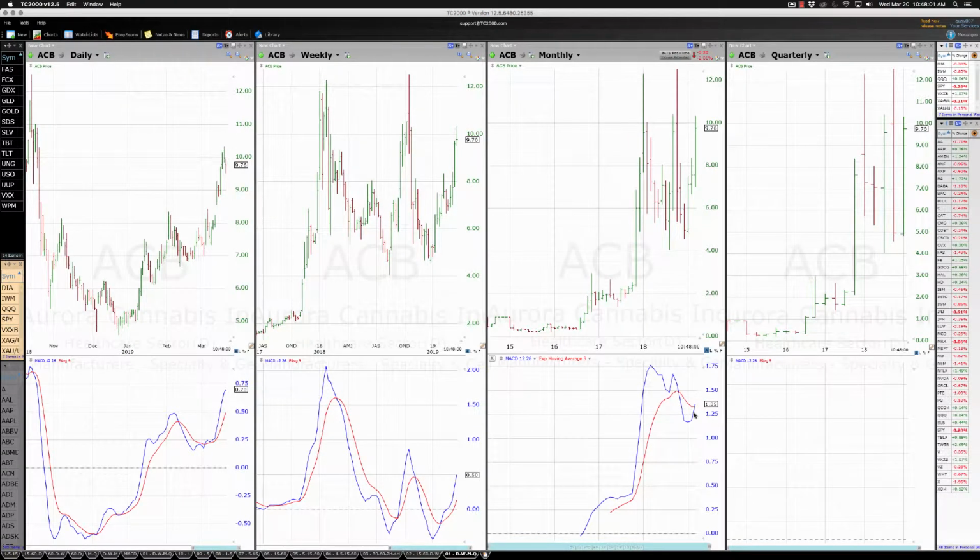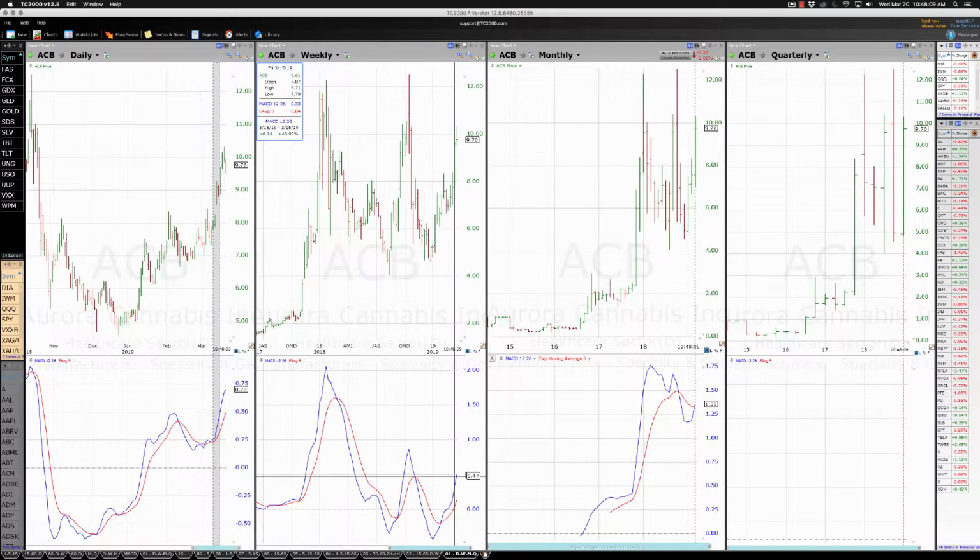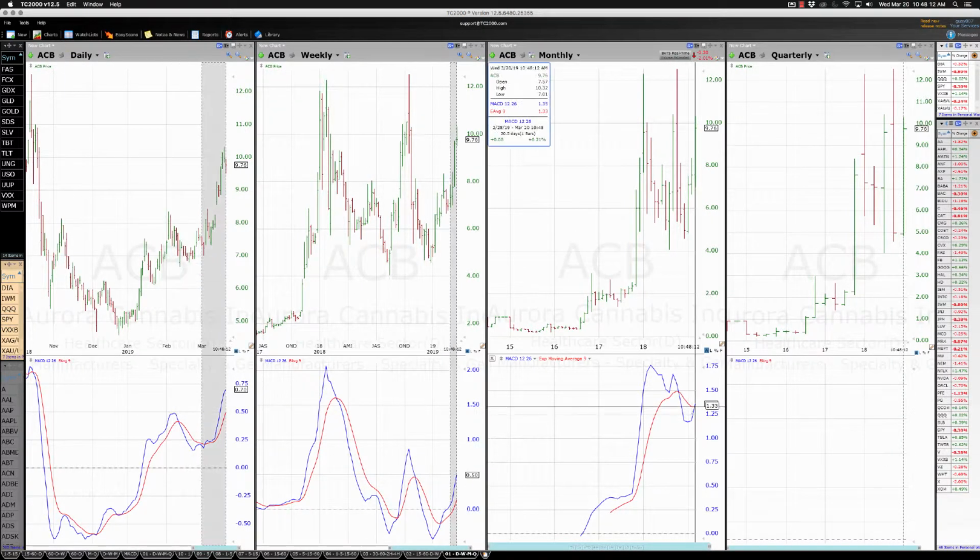The long-term picture here remains to the upside. What is the daily doing? Pointing up with great strength. What is the weekly doing? Pointing up with great strength. What is the monthly doing? Pointing up with great strength.